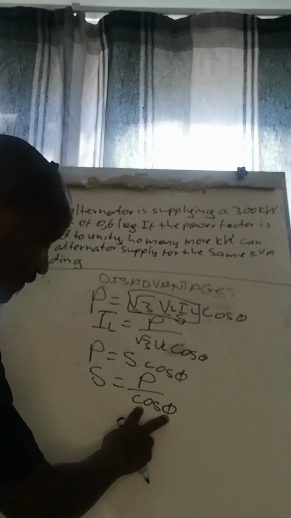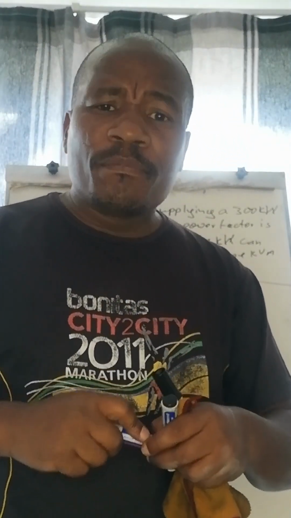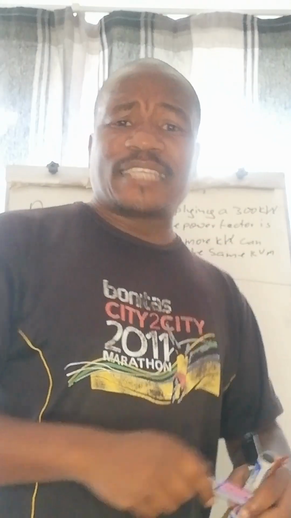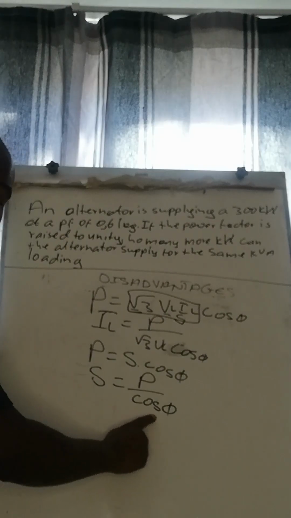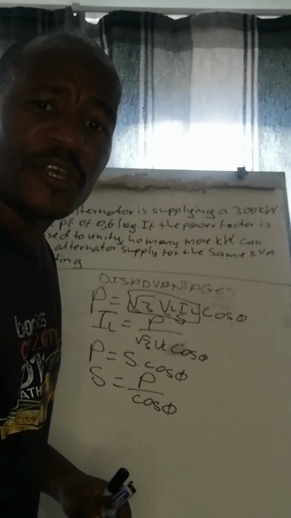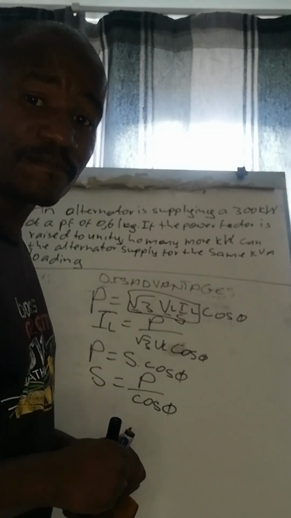At a low power factor, this rating becomes large. And what does that mean? It will make the equipment larger and more expensive. That's why you have to make sure that this factor here, this power factor, is close to unity. Very, very important.